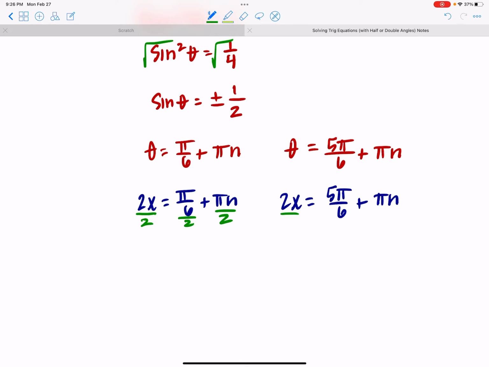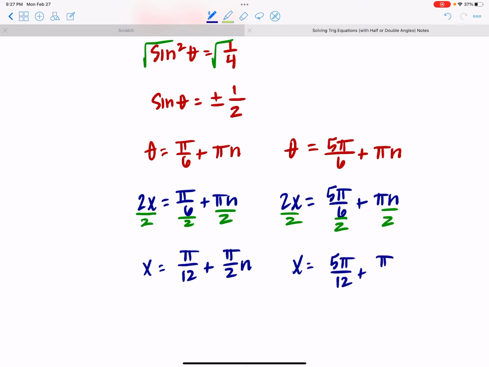So divide everything by 2, and that means x is going to equal, dividing by 2, that's multiplying by a half, so this is going to be pi over 12 here, plus pi over 2 in front of n, or pi n over 2. It's 90 degrees, if the degrees make a little more sense for you. And then over here, it's going to be 5 pi over 12 plus, well, I'm getting a little sloppy. Let me try that again. 5 pi over 12 plus pi over 2 n. So every 90 degrees, these things are happening. All right, so those would be our solutions.